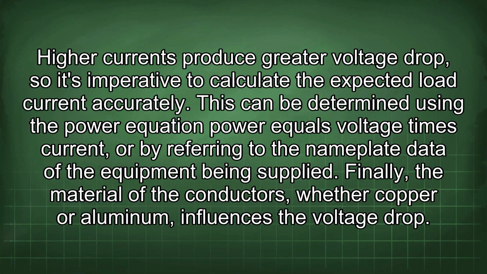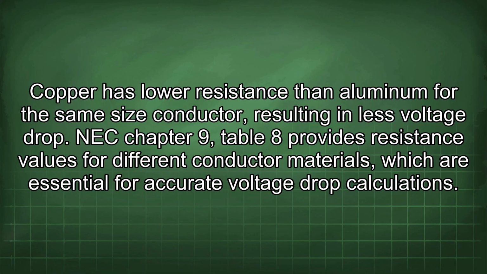Finally, the material of the conductors, whether copper or aluminum, influences the voltage drop. Copper has lower resistance than aluminum for the same size conductor, resulting in less voltage drop. NEC Chapter 9, Table 8 provides resistance values for different conductor materials, which are essential for accurate voltage drop calculations.